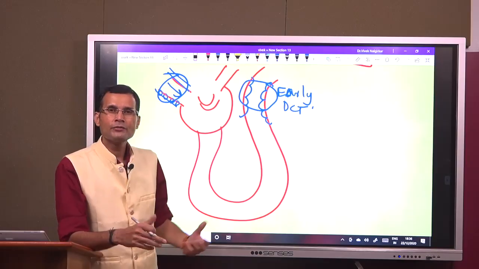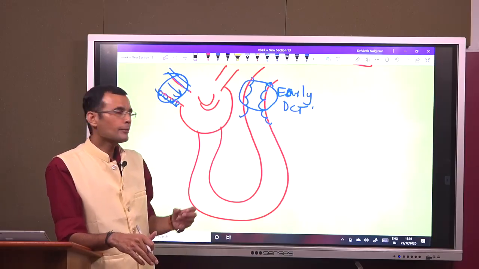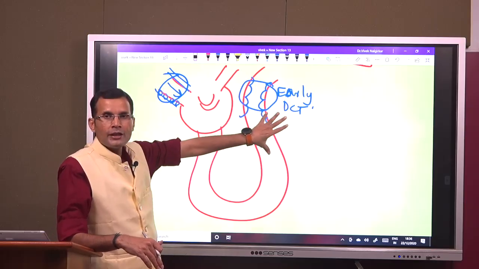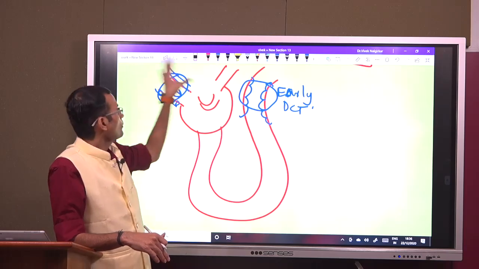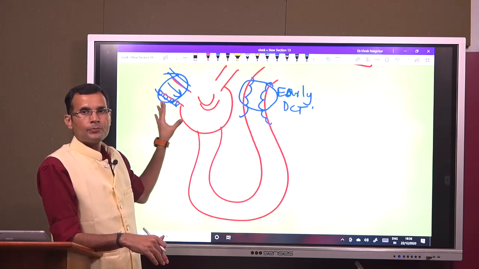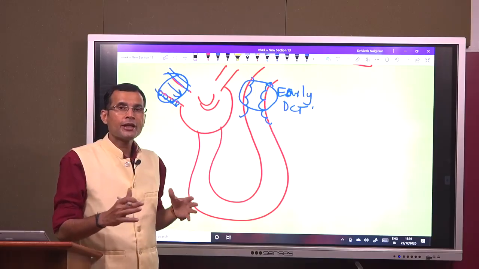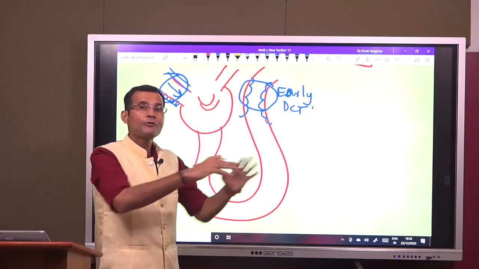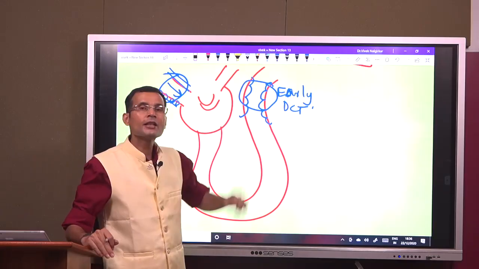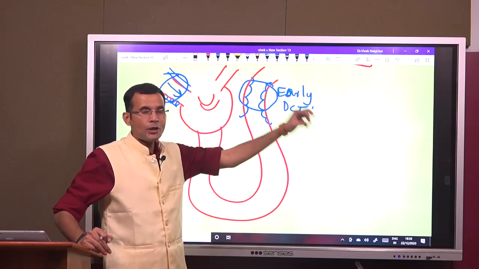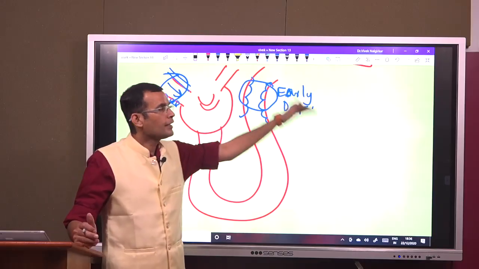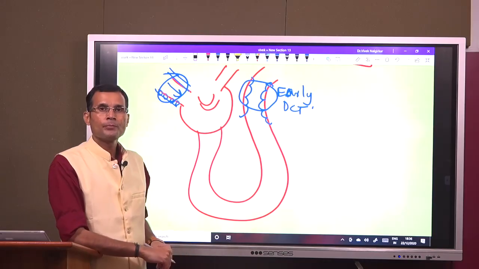What is the advantage of this kind of a complex is that there is an easy signaling that is possible from the early DCT up to the afferent arteriole due to the presence of such kind of a complex. Because now the distal part of nephron is beginning. When early DCT comes, now the distal part of the nephron is starting, and that means now finally the urine is going to be formed.